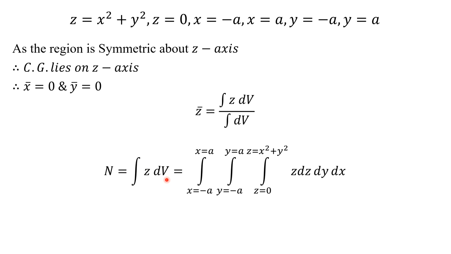So the numerator is integration of z dv. We have to integrate z dz dy dx within the limits. X varies from minus a to plus a, y varies from minus a to plus a, and z varies from 0 to x square plus y square. This is a simple integration. You take this as an exercise, you can show that this is equal to 56 upon 45 a raised to 6. So this is the numerator.